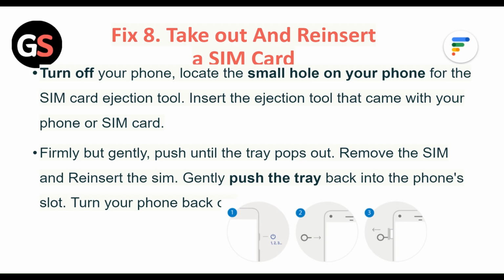Fix 8. Take out and reinsert the SIM card. Turn off your phone and locate the small hole on the side of your phone for the SIM card ejection tool. Insert the ejection tool that comes with your phone. Firmly but gently push until the tray pops out. Remove the SIM and reinsert it. Gently push the tray back into the phone slot. Turn your phone back on.